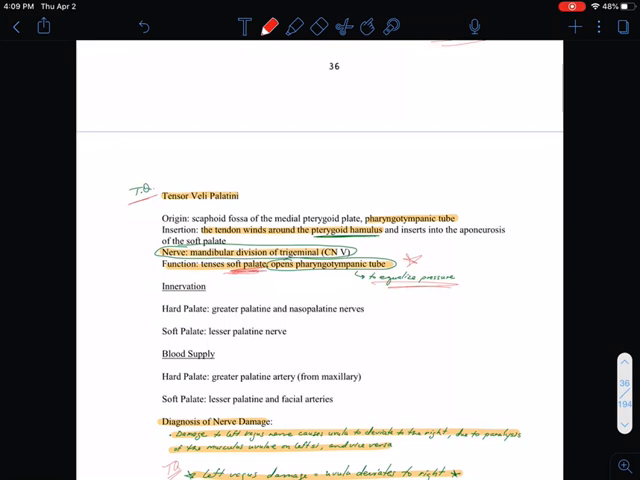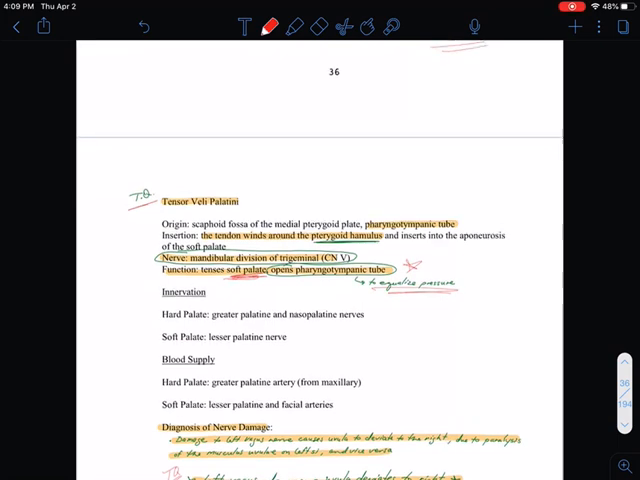If your ear is tugged on real quick with that short force, it's theorized that we're actually kind of manipulating that tensor villi palatini and opening that pharyngotympanic tube.